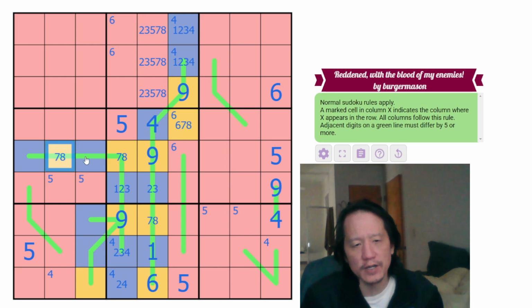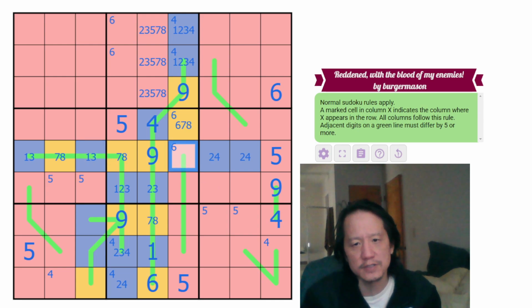The 7 or 8 means the 2 has to be in 7 or 8. And the 7 or 8 here means the 4 has to be in the 7 or 8 position, which means those are both low. So therefore, we know this is 1 and 3. And this is 1 or 3. And it could be interchangeable with each other.